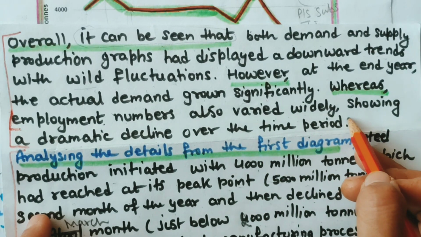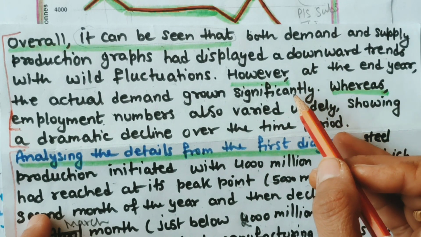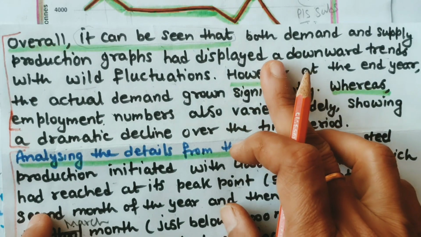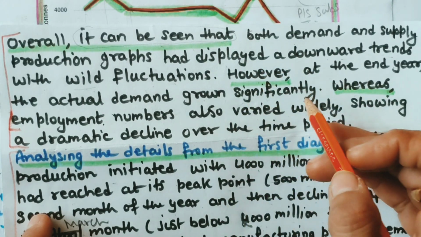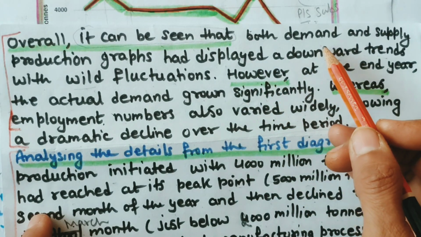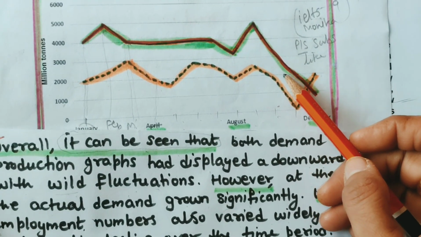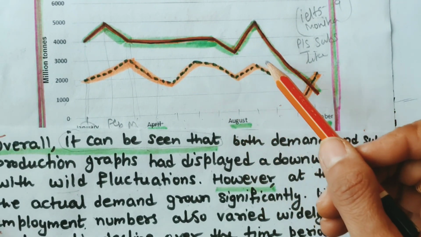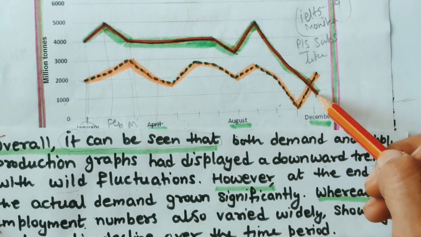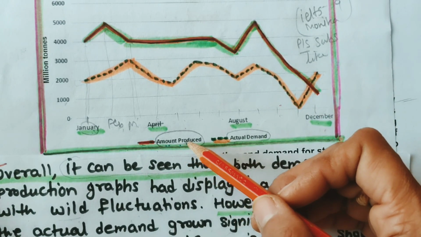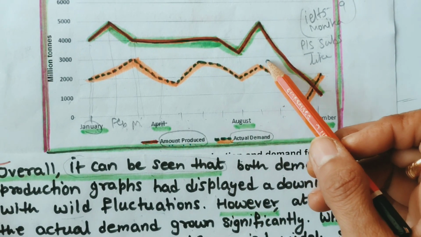So this is my overall paragraph. You can use another language also, there is no issue, or you can use the word supply. The line graph always exceeded except in the last month. So this is amount production, amount is supply.